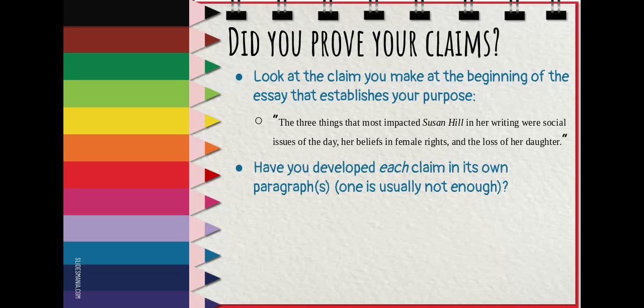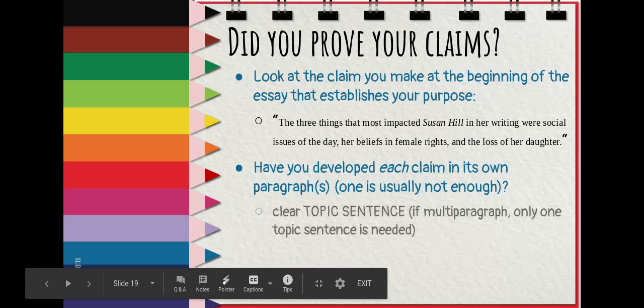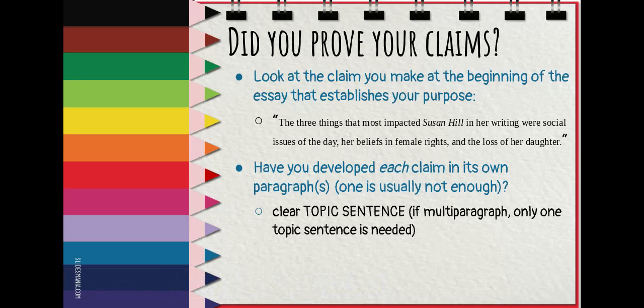Make sure you've developed each claim in its own paragraph. One is usually not enough. So usually you would probably need two or more paragraphs to explain each claim. And what I mean by each claim is each thing in the list here. We have clear topic sentences. If you are doing multiple paragraphs for one claim, you don't need another topic sentence. You just kind of roll into the next paragraph.